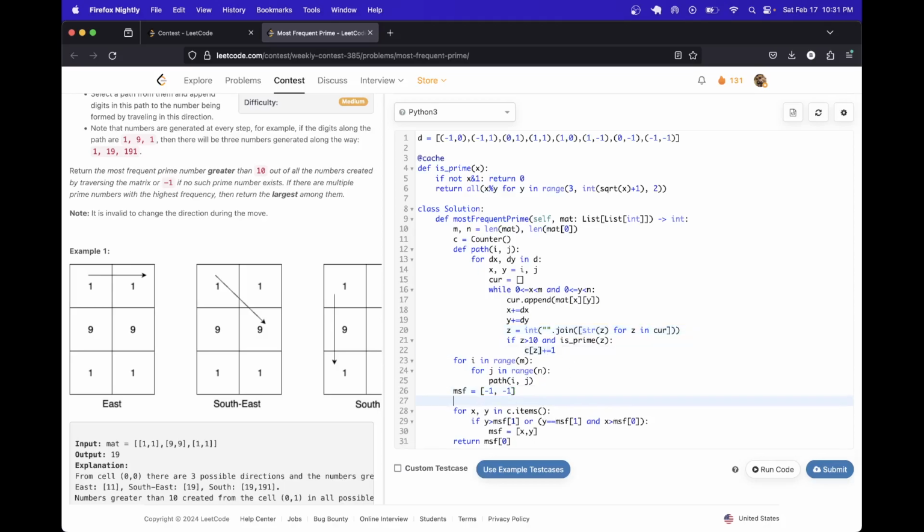And then in the end, I don't even do anything fancy. I just say, look at every number, look at its frequency. If either the frequency is higher or the frequency is the same and the number is higher, then that's your new maximum, and then return the max number.